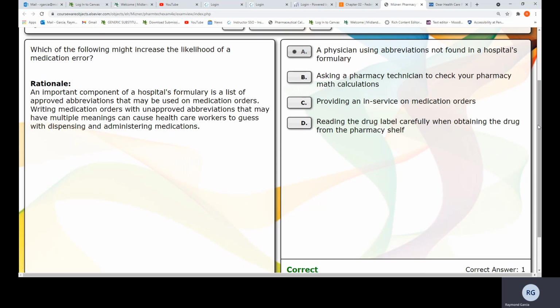Correct. An important component of a hospital's formulary is a list of approved abbreviations that may be used on medication orders. Writing medication orders with unapproved abbreviations that may have multiple meanings can cause healthcare workers to guess when dispensing and administering medications. Yeah.